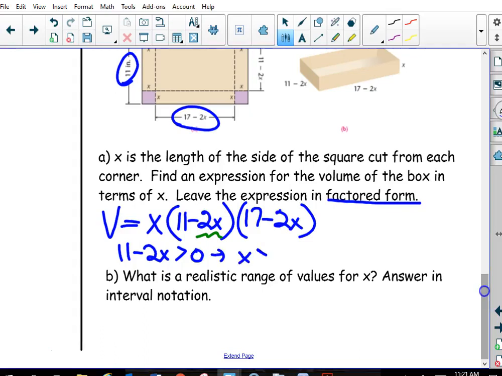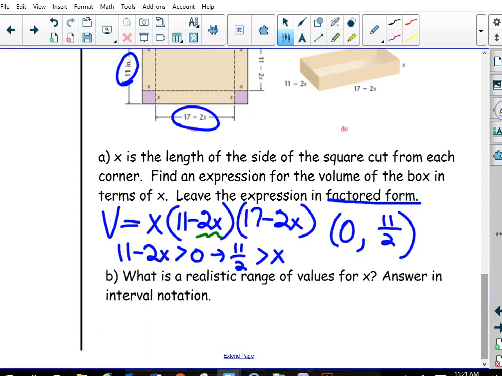So x has to be, try that again. So add 2x, I get x, so that means x is going to be less than 11 halves. Okay? All right, what does that look like in interval notation? There's our 0, so x has to be greater than 0, otherwise we don't have a box, to 11 halves.